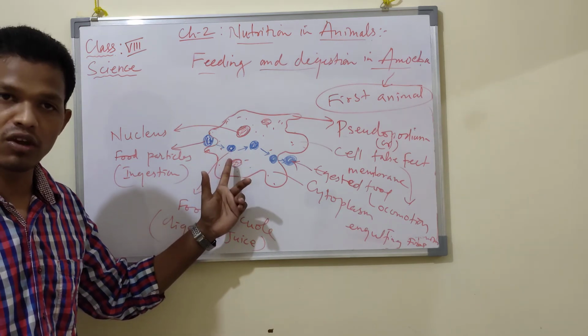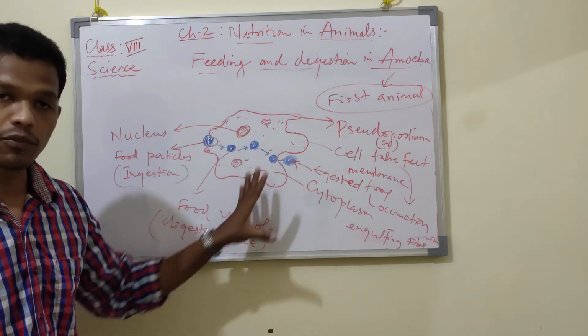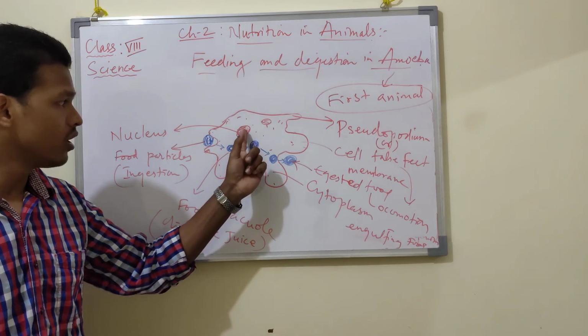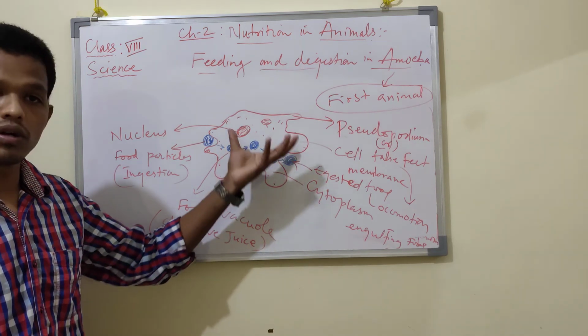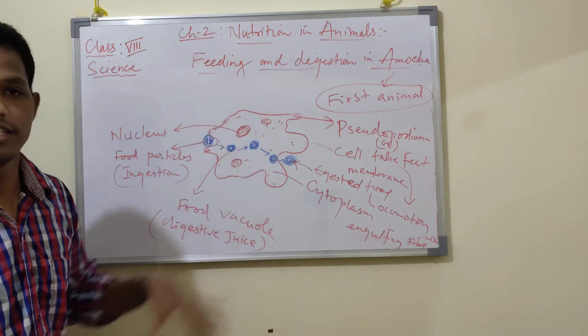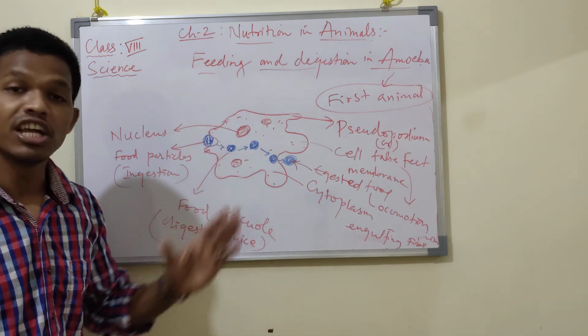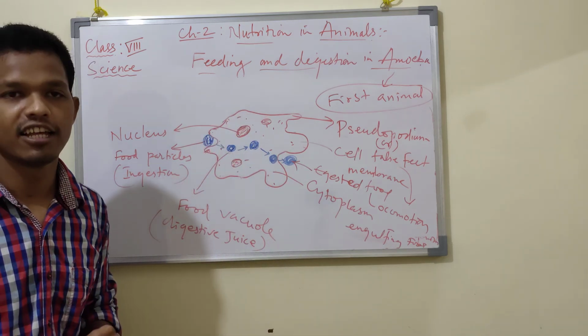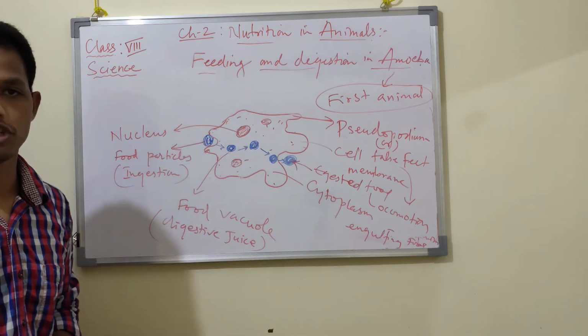What happens in the food vacuoles? They have cytoplasm. In the cytoplasm, the food vacuoles, nucleus, all these are present. They are unicellular, having a single cell. Got it? So this is the digestion process in amoeba.